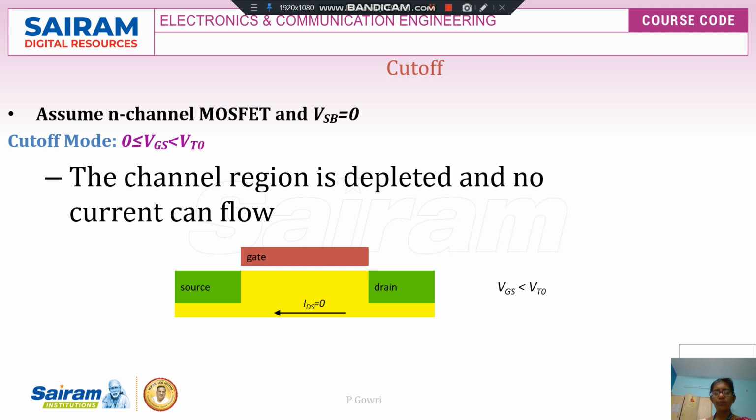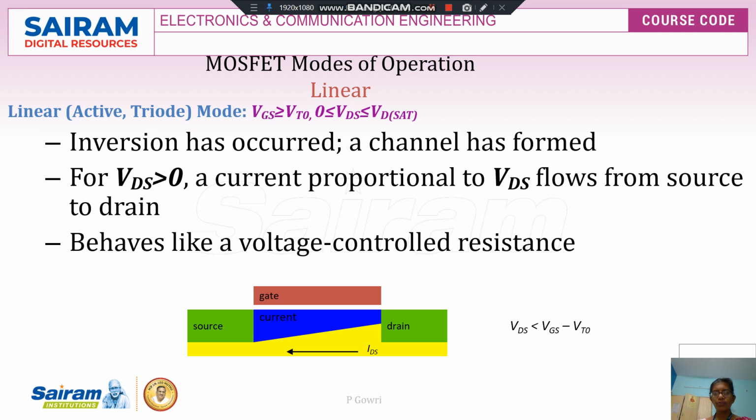Now, when I increase my VGS such that it is greater than the threshold voltage, so threshold voltage is a point at which an inversion layer will be formed and a channel is formed due to the inversion layer. So now if I increase my drain to source voltage, then a current proportional to VDS flows from the source to the drain. That is, there will be movement of charge carriers from the source to the drain, and now the device will be acting like a voltage controlled resistance. That is, it will be acting in the linear region, and the current flowing through the device will be proportional to the applied drain voltage.